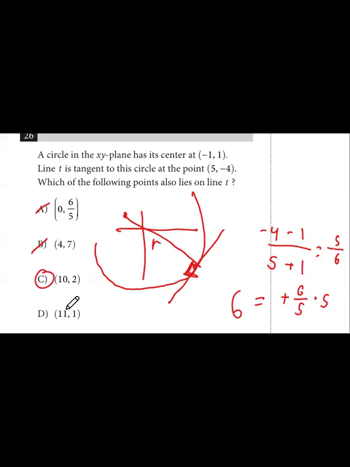And then for 11, it would be a difference of 6. So 6 times 6 is 36, divided by 5. And then would that be equal to positive 5? So the answer is no. So the correct answer is C.